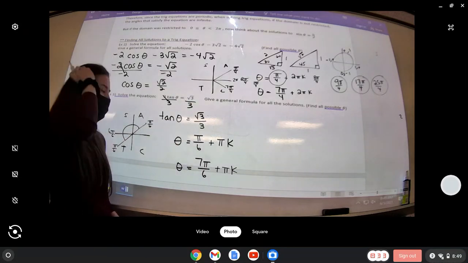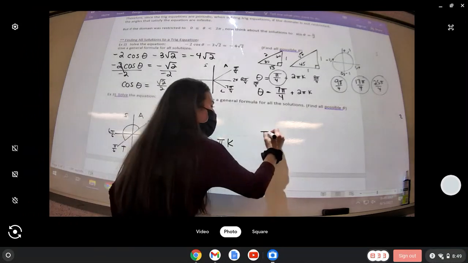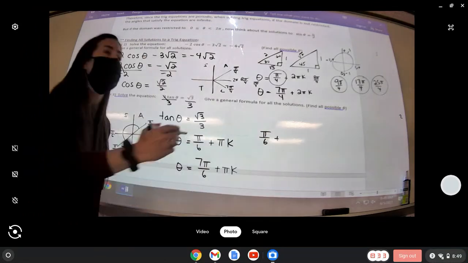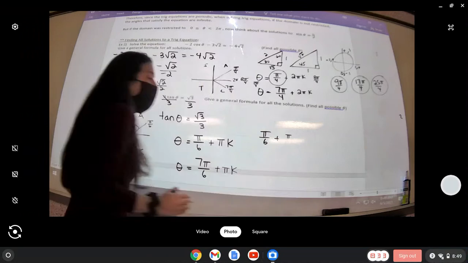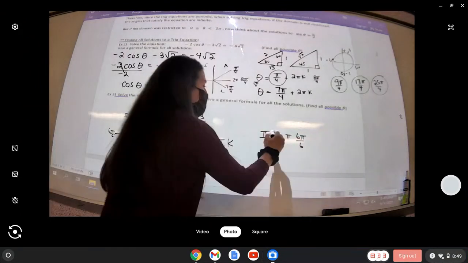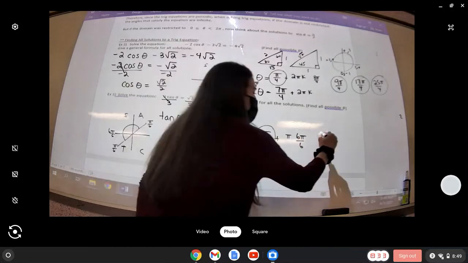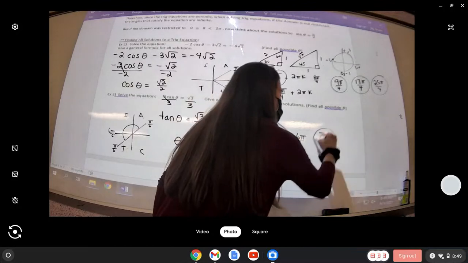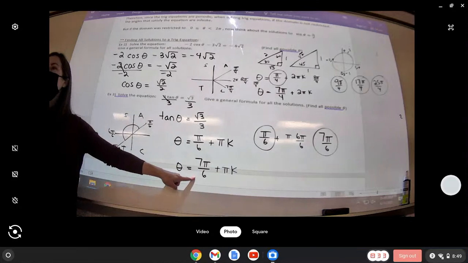All right, so let's say they wanted you to find a few angles now when k is 1 or 0 or 2 or 3. So take pi over 6, your first answer, and let's add a period onto it. Add pi to him, which is 6 pi's over 6 when you get a common denominator. So pi over 6 plus 6 pi over 6 is 7 pi over 6. See, it lands on the next angle's answer.